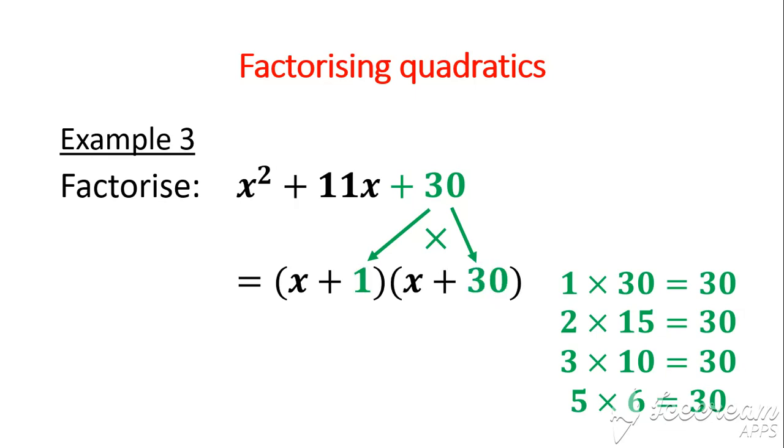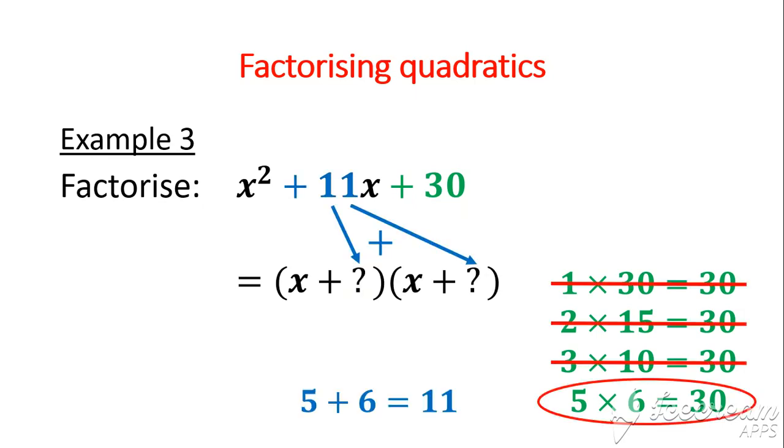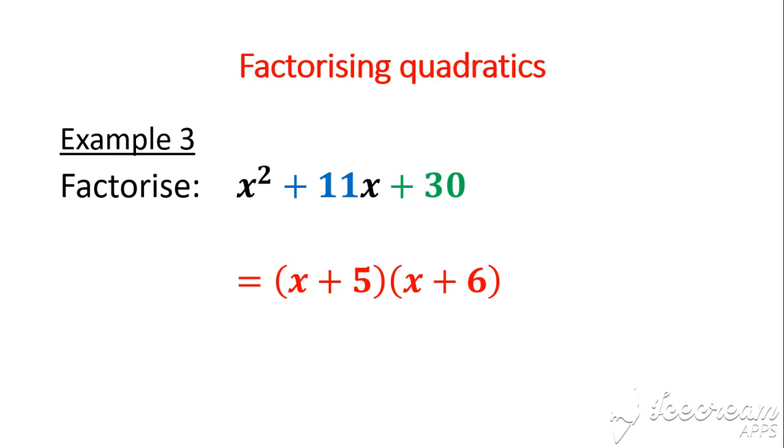But we've got to pick a pair that add up to 11. So the pair's got to add to 11. And the pair that add up to 11 is 5 and 6. 5 and 6 add to 11, and 5 times 6 gives us 30. So we've identified the pair has to be 5 and 6. So our factored form is x plus 5 bracket x plus 6.